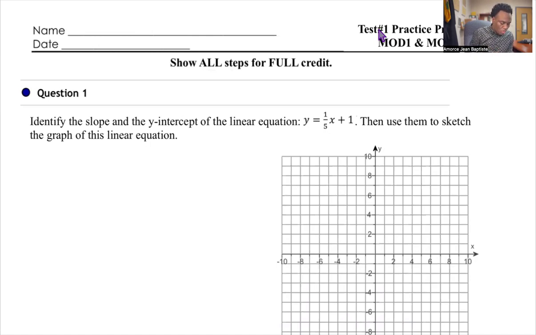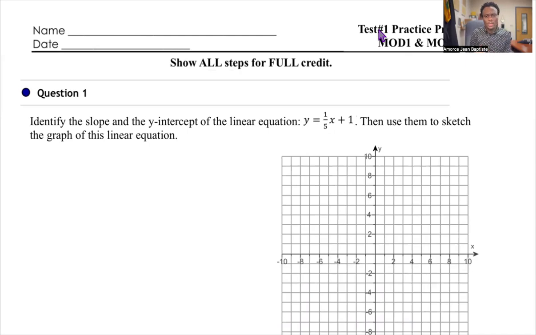Identify the slope and the y-intercept of the linear equation y equals one fifth x plus 1. Then sketch the graph of this linear equation.